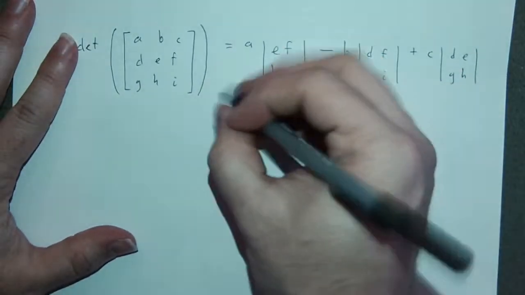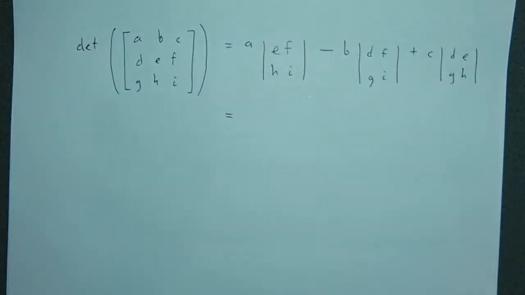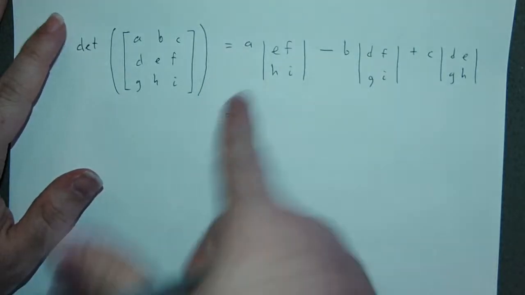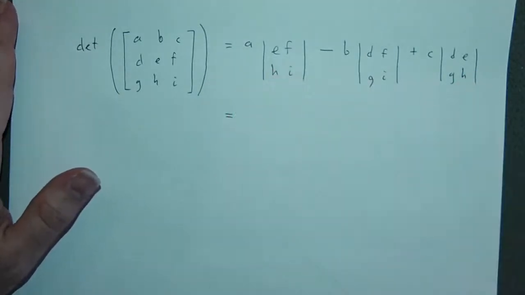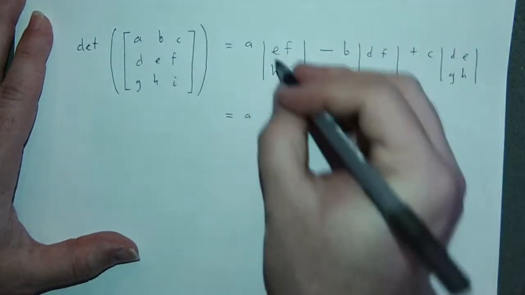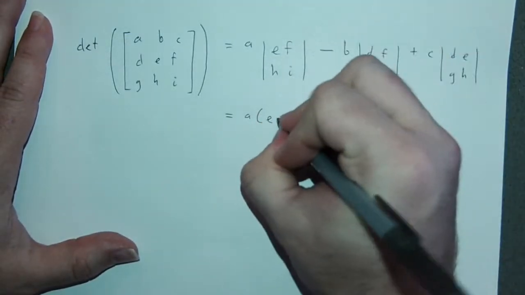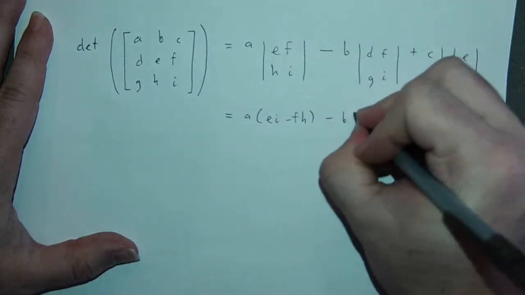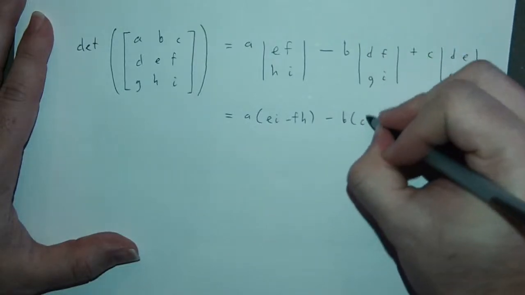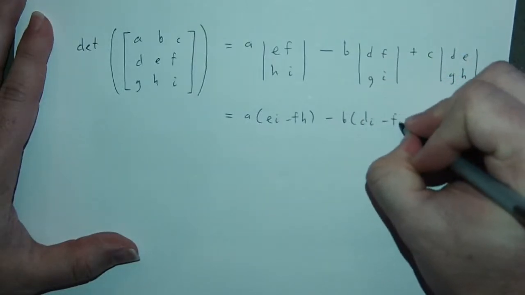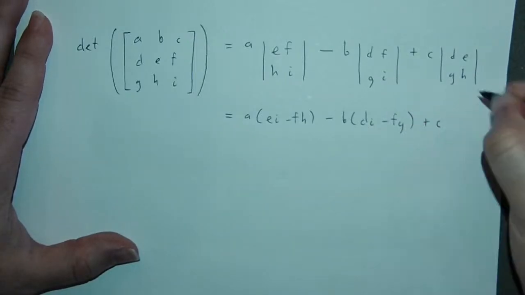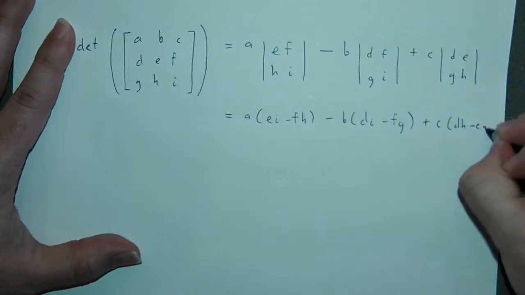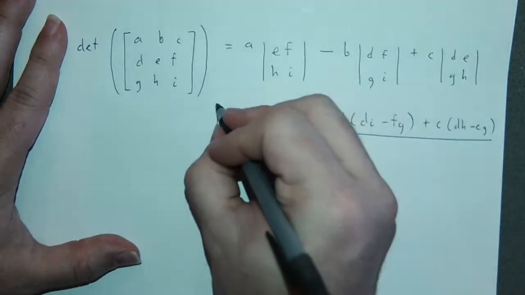Okay. And so what do I do here? So here I now go about expanding this. I compute these determinants. So these are all determinants of 2 by 2s. So this would be A times E times I minus F times H, minus B times D times I minus F times G, plus C times D times H minus E times G. This is my determinant of a 3 by 3.